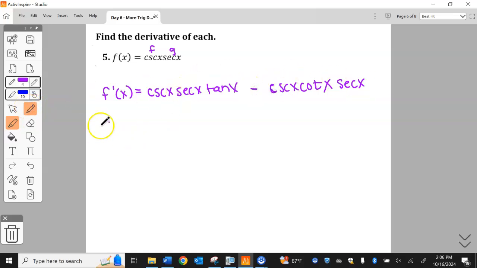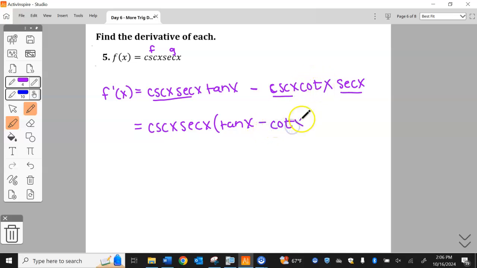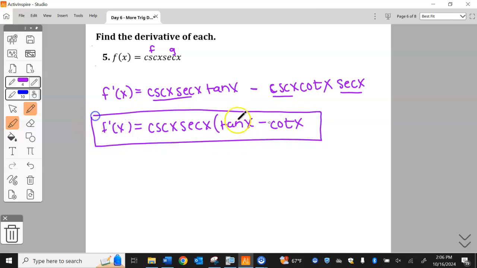So you can leave your answer like that, or you can take out the GCF, which both of these have a cosecant of x and a secant of x. So I'm going to take a cosecant, secant of x out for both terms. I'm left with a tangent and a cotangent. So I'm going to leave my answer like this. It just looks to me a little bit neater than the original.